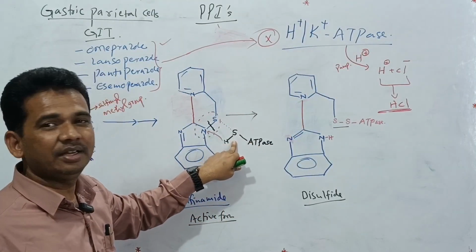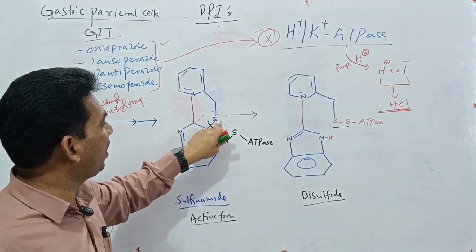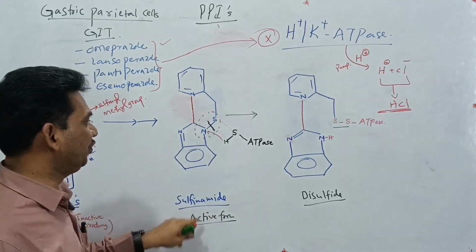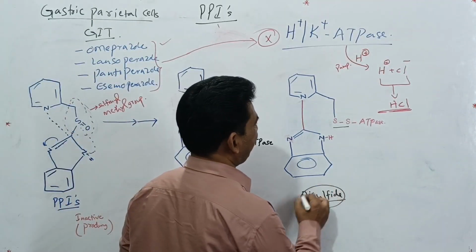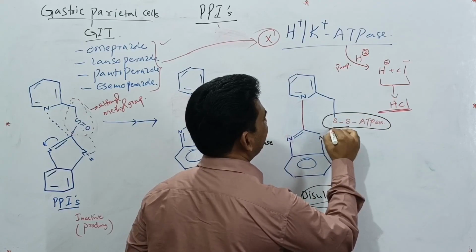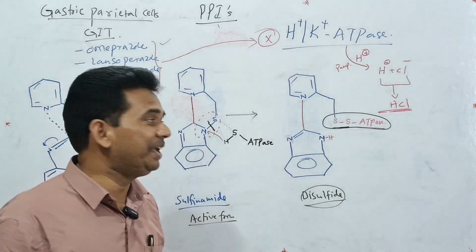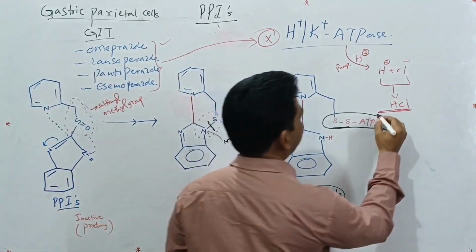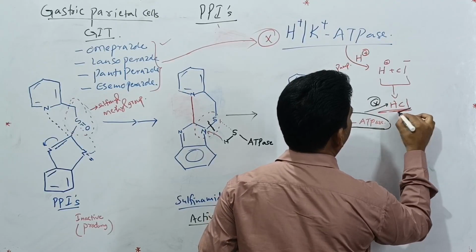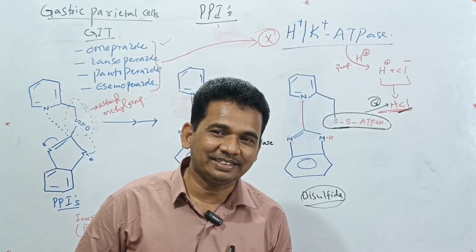ATPase, what will it be having? Mercapto group it is having. That mercapto group is going to form the disulfide with the sulfonamide. Sulfonamide is the active form. Then the disulfide is formed, which means it is going to block this enzyme. Which enzyme? ATPase. When this enzyme is blocked, what happens? No production of the hydrochloric acid.